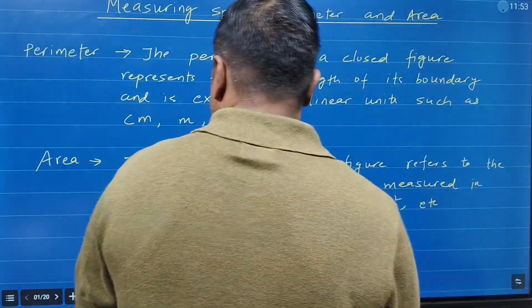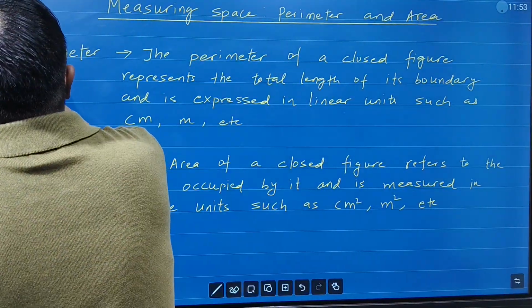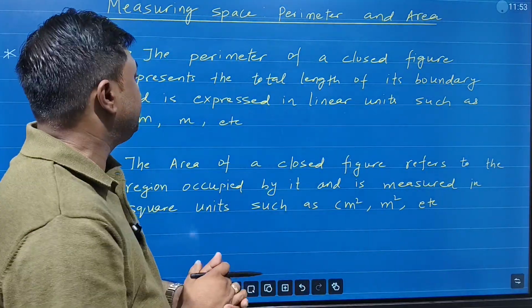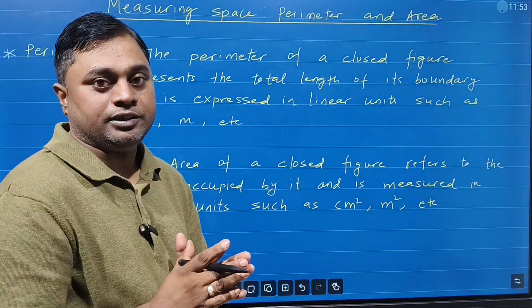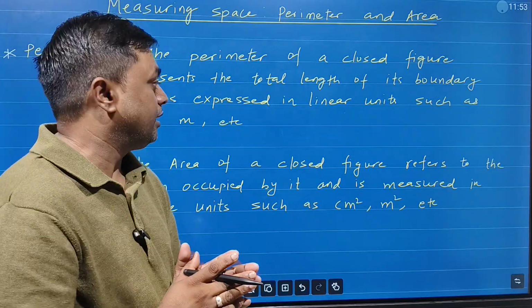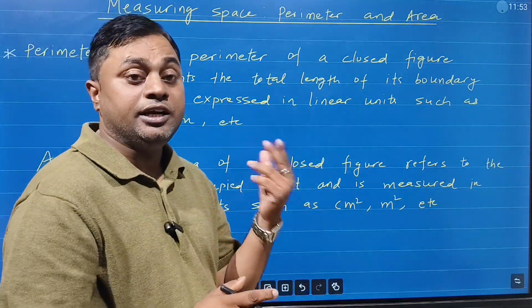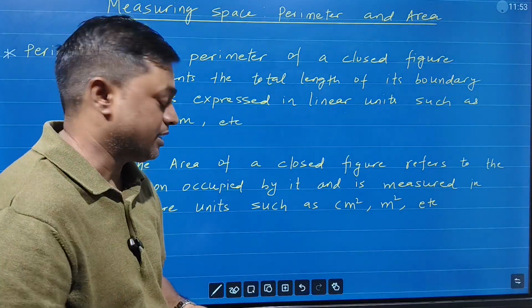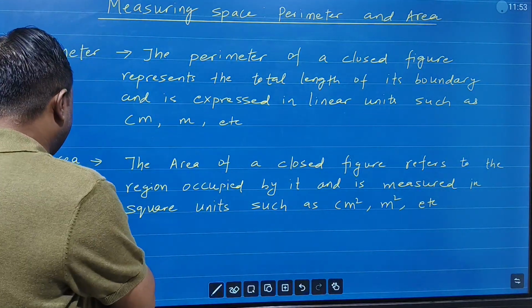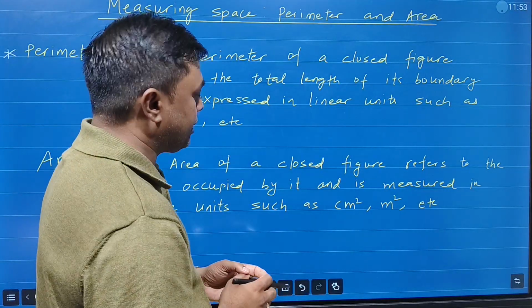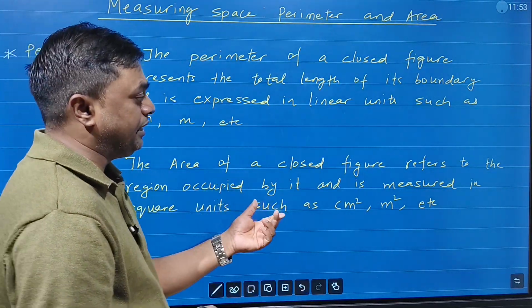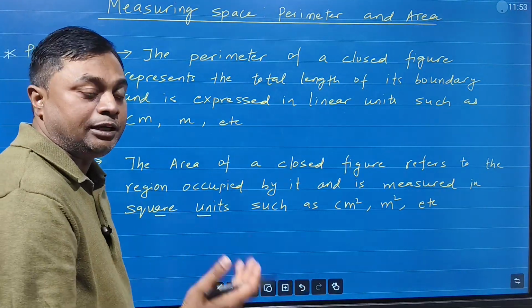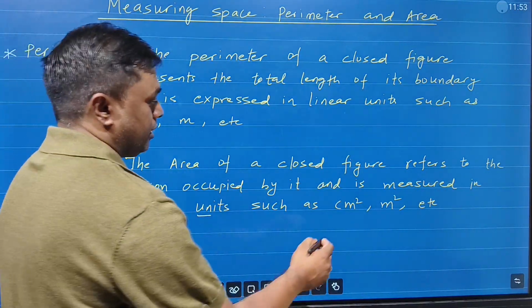So first of all we talk about the perimeter. What do you mean by perimeter? The perimeter of a closed figure is nothing but the total length of its boundary. Am I clear? And it is expressed in linear units like centimeter, meter, etc. Okay. When we talk about the area, the area of a closed figure refers to the region occupied by it, and it is measured in square units like centimeter square, meter square.